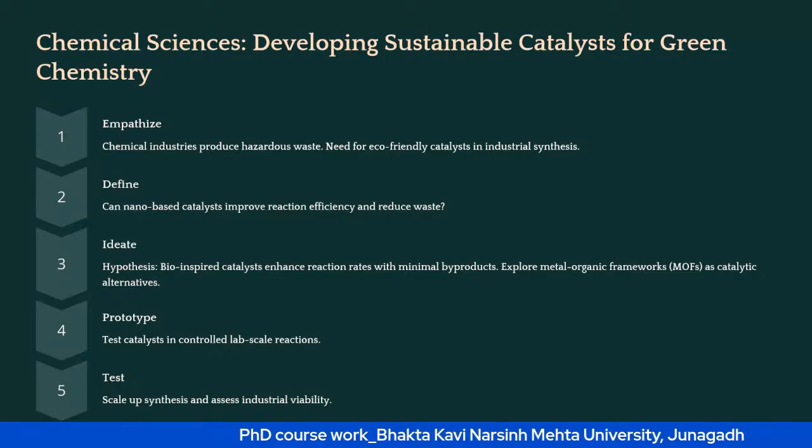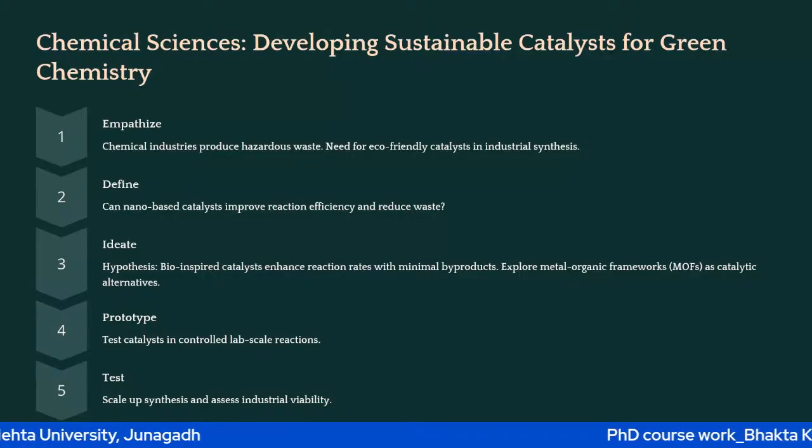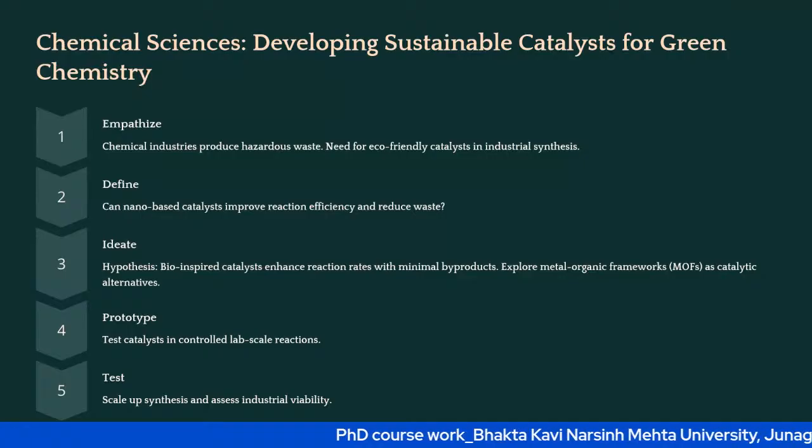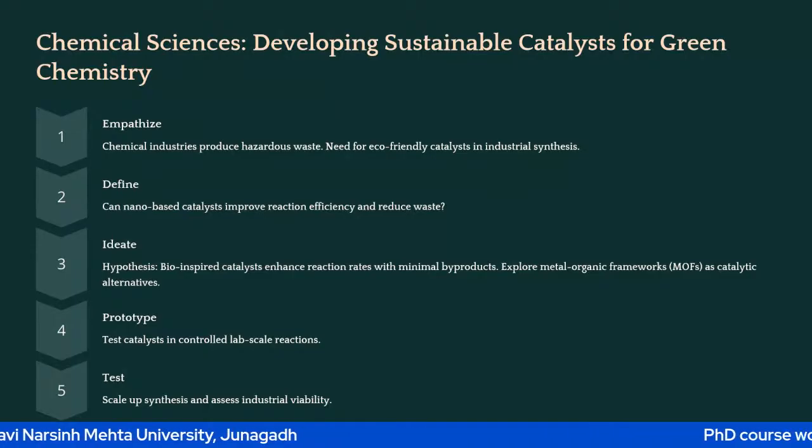Now, suppose you are going into chemical science, then you can see that in chemical science, people are now talking more about green chemistry. First of all, you have to empathize: what is the need for green chemistry in the chemical industry? The chemical industry produces hazardous waste, and there is always a need for an eco-friendly catalyst in the industrial synthesis process. So that will come in the empathize.